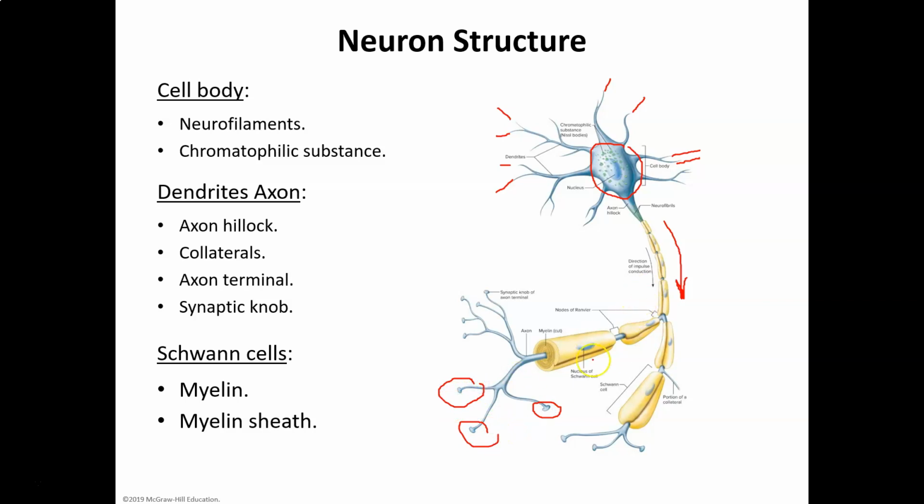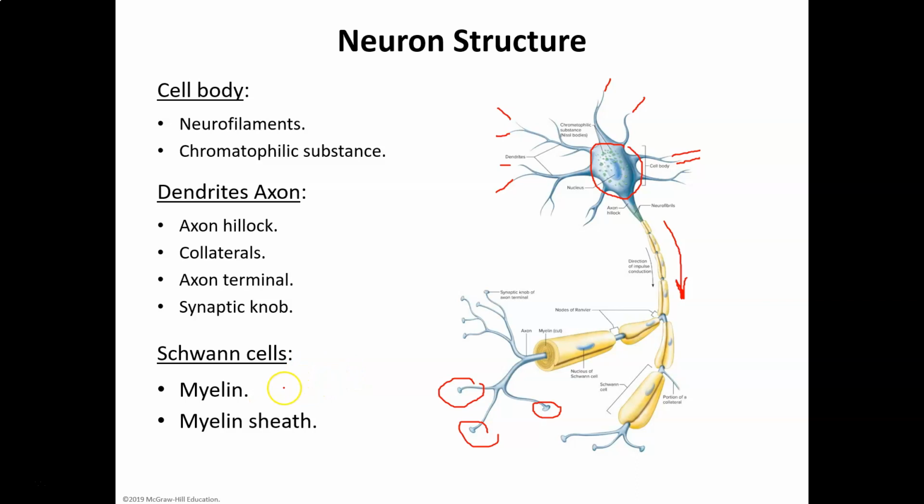So all of these are outputs. Dendrites are inputs. Axon is output. There's an axon terminal. I've circled the axon terminal here. And then there's a synaptic knob. Right at the end is where it will make a synapse with the next cell down the road. Here's something you haven't seen yet.